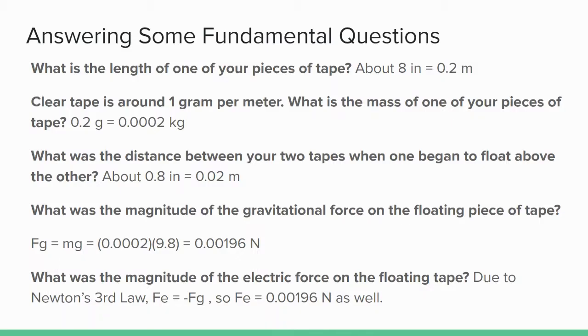And what was the magnitude of the gravitational force on the floating piece of tape? I used Fg equals mg, and I got 0.00196 N, and that would normally be in the negative y direction. And then for finding the magnitude of electric force on the tape, I used Newton's third law, which says that every action has an equal and opposite reaction, so the electric force is equal to the negative gravitational force. So the magnitude of Fe would also be equal to 0.00196 N.